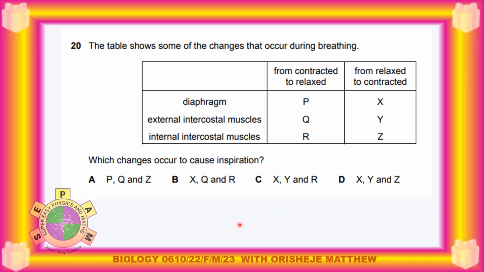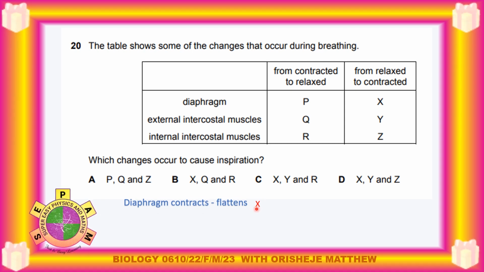So let's look at the diaphragm. For inspiration to take place, the diaphragm will contract or flatten. That helps to increase the capacity of your thoracic cavity, so it increases the volume. When the diaphragm pulls down, it sucks air from the trachea, from the nostrils, so it goes down. So the diaphragm will flatten.